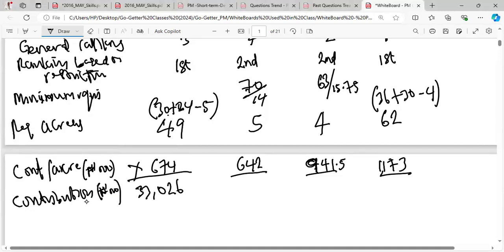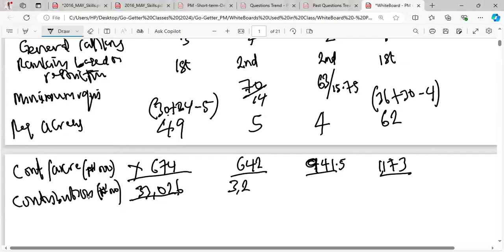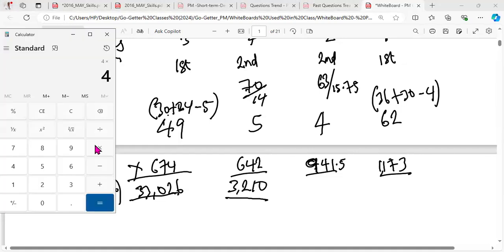33,026. I'll underline it here. Then I will do the next one. 5 multiplied by 642. That will give me 3210. I'll underline. Next is 4 multiplied by 941.5. Multiplied by 4, that gives me 3766.